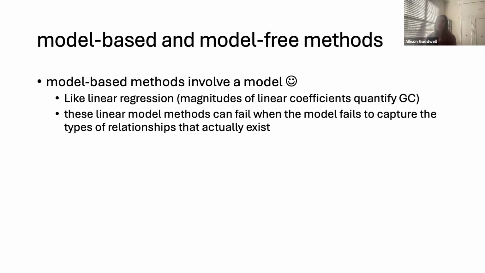So with that, there are model-based and model-free methods to do this, and model-based methods involve a model, surprise. So for example, what you might do traditionally is linear regression, and the magnitudes of the linear coefficients are the way that you would quantify Granger causality. And coefficients that are close to zero or forced to zero would be non-causal. And then you're doing these regressions and including more and more variables in them or different lag times, and with and without the history of the target variable itself, that sort of thing.